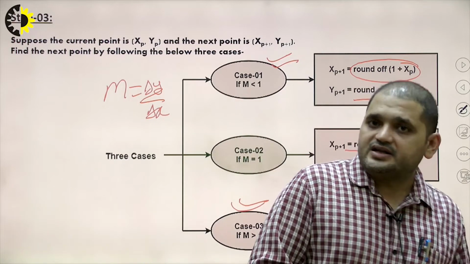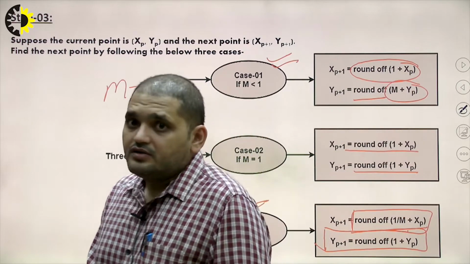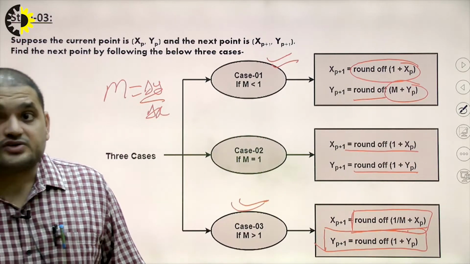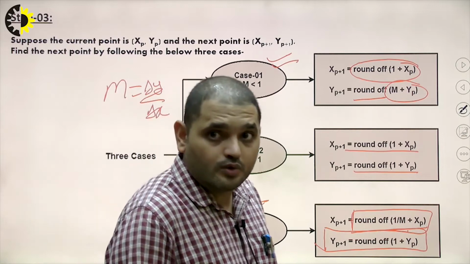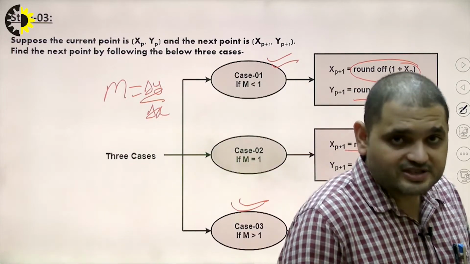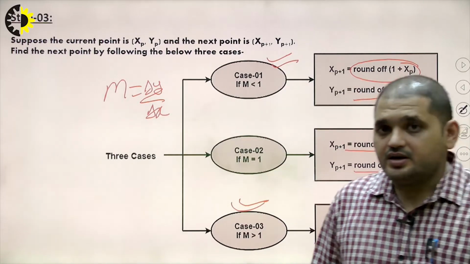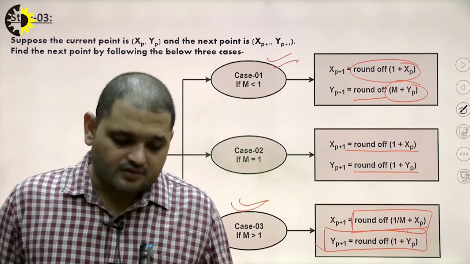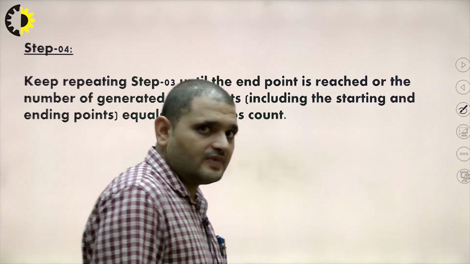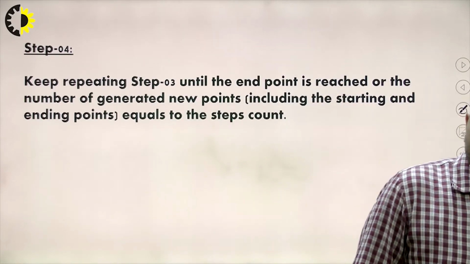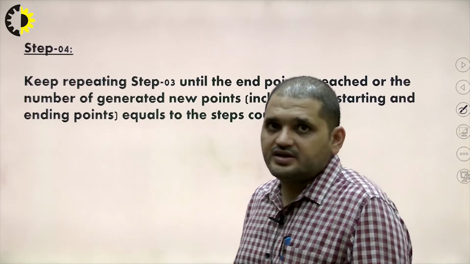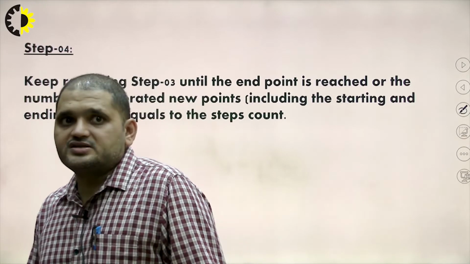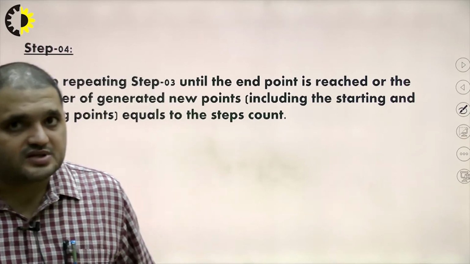For m greater than 1, in that scenario we will add the inverse of the slope to the x coordinate point, and we will add 1 to y. Okay, so keep repeating the steps until the end point is reached, or the number of generated points, including the starting and ending points, equals the step count.